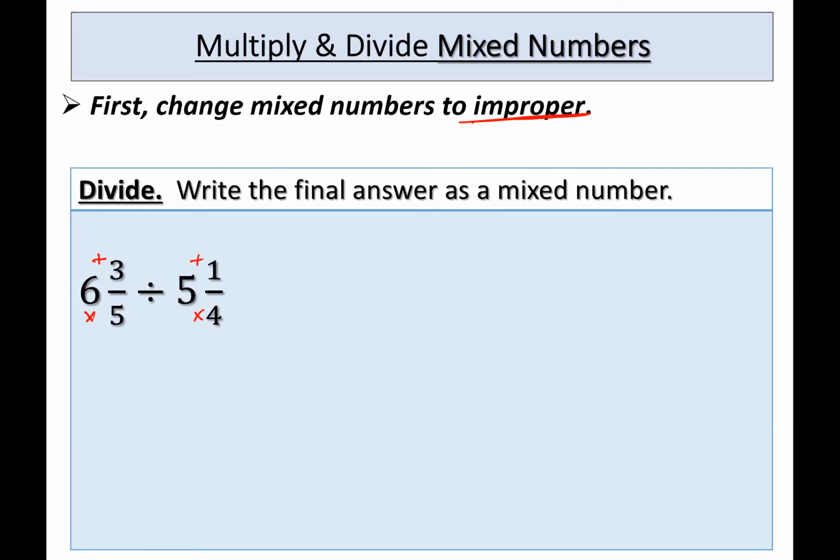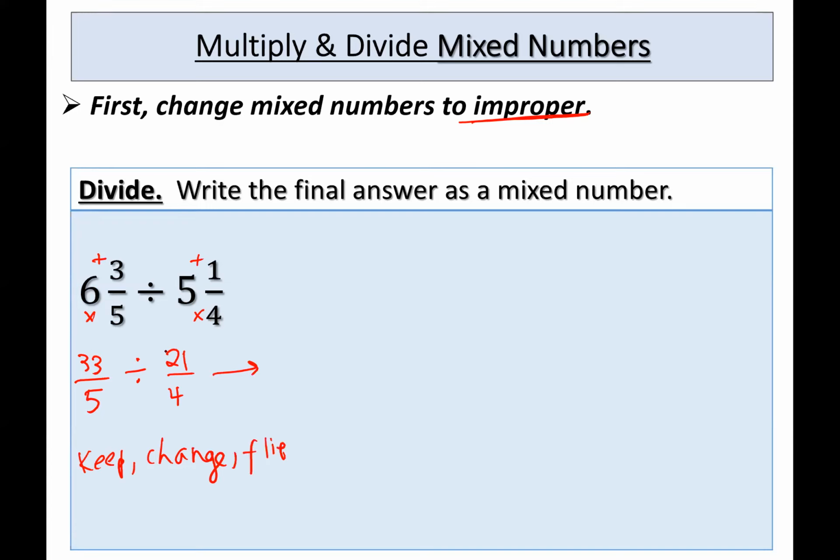6 times 5 is 30, plus 3 is 33. So this is 33/5. I'm not ready to change the division sign yet, so I'm writing it down as it is. 5 times 4 plus 1. So 5 times 4 is 20, plus 1 is 21. Okay, so I've rewritten the problem. Now we can do keep, change, and flip.